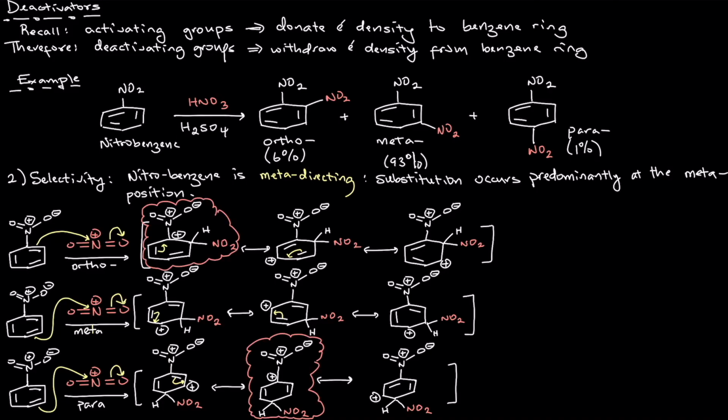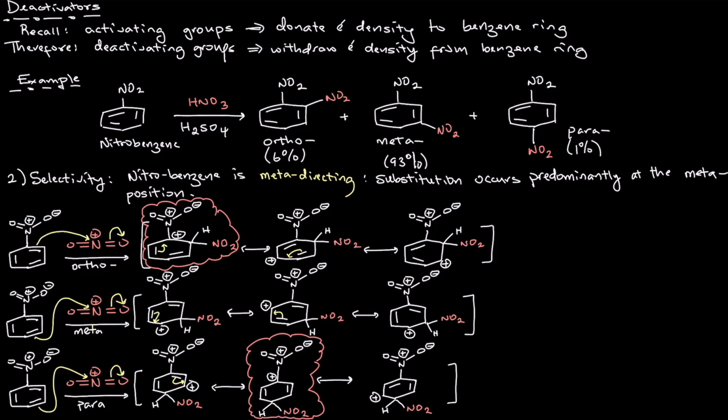However, I have circled two resonance forms that are particularly bad. Note that in both of these resonance forms, there is a carbon with a positive charge that is adjacent to the nitrogen with that same positive charge. That's really bad. Remember that the nitro group is electron withdrawing, which means it's going to be withdrawing electron density from the ring. So the last thing it wants is for the carbon next to it to also be electron deficient, which is the case when you're drawing the sigma complexes leading to the ortho and the para products.